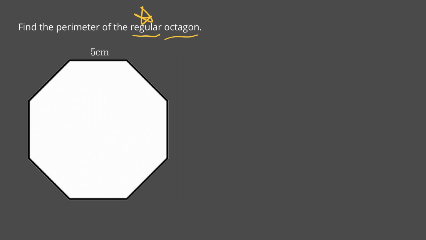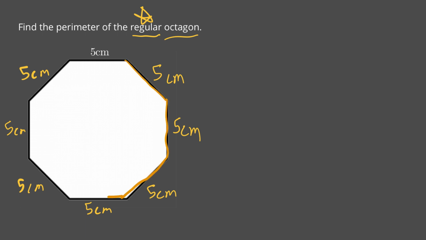So we know that we have 5 centimeters on the top, as well as 5 centimeters all the way around. And using the power of editing, we have 5s all the way around. So when we're asked to find the perimeter of something, they want to know how long all of the sides are when you add them together. It's kind of like the distance of fence around a yard or something like that. So we want to add all 8 sides together.